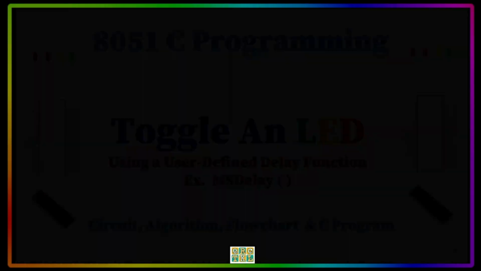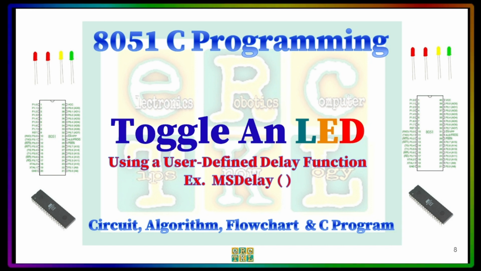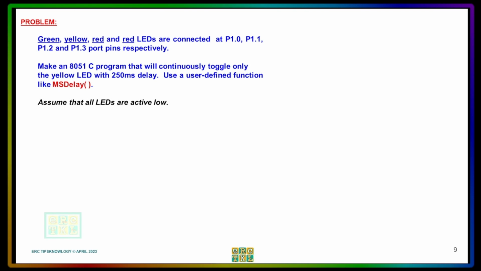Now let's move on with the next example, which is toggling an LED using a user-defined delay function. And in the book by Mazidi, we have an example there that uses MS delay. So let's go ahead with the example. So we have again the same green, yellow, red, and red LEDs connected at P1.0, P1.1, P1.2, and P1.3 port pins respectively. So we will still make an 8051 C program that will continuously toggle only the yellow LED, but this time with 250 millisecond delay.